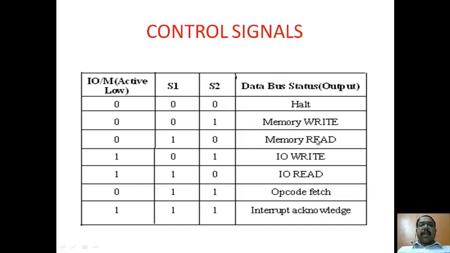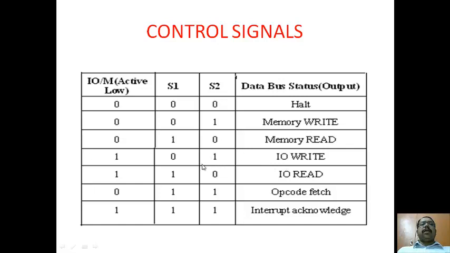For memory read, again it is memory, so it is 0. Then for write it is 0 1, for read it is 1 0. The same will repeat for input output write. The only difference is that instead of M I am going for input output. So if you want input output, then this pin should be 1. This pin will be 1 for both input read and input write. This pin will be 0 for both memory read and memory write, and the remaining is the same.